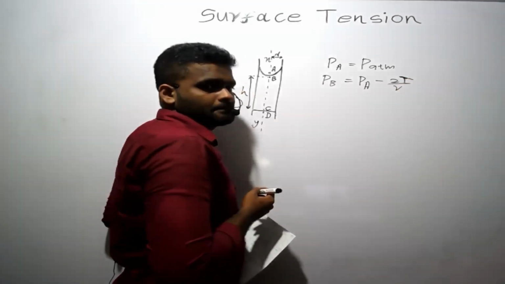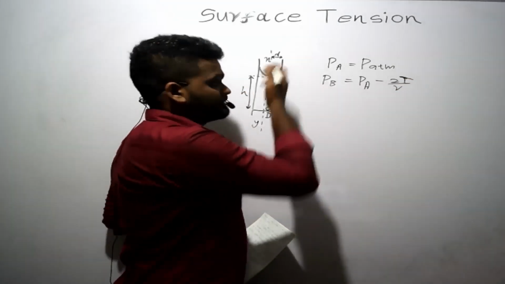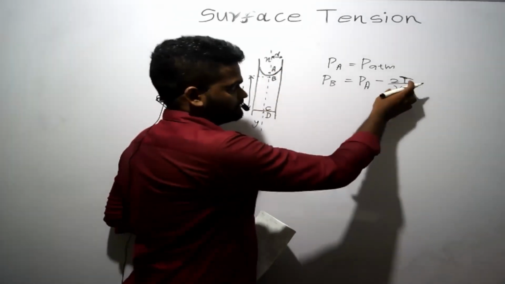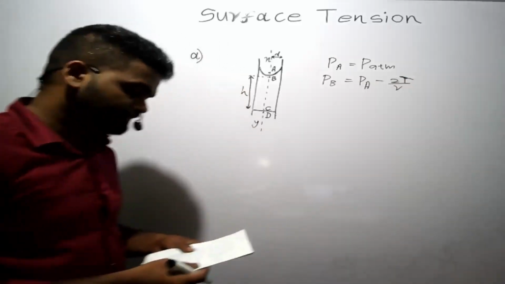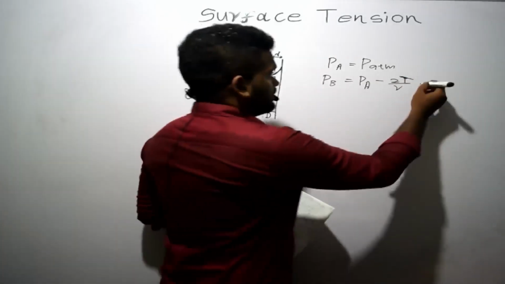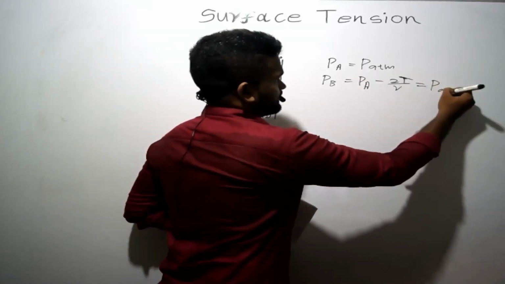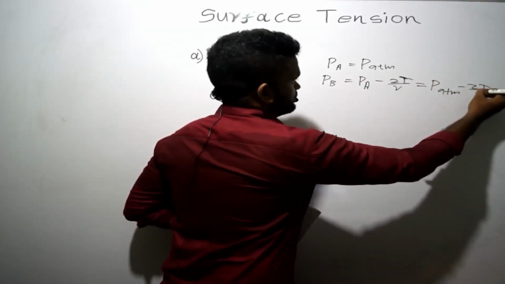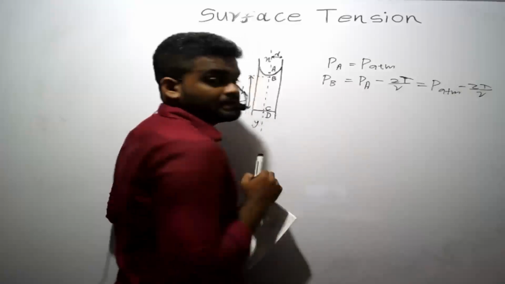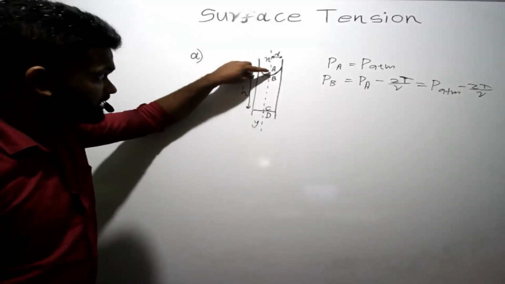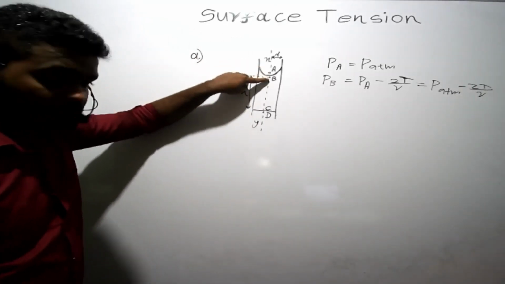We don't need cos theta. Why? Because it is hemispherical, so you can write 2T over R. Then we know PA is equal to P_atm, so PB equals P_atm minus 2T over R. So that is the pressure at point B.